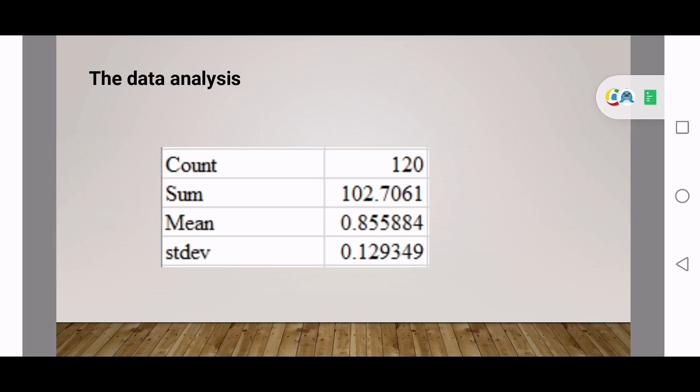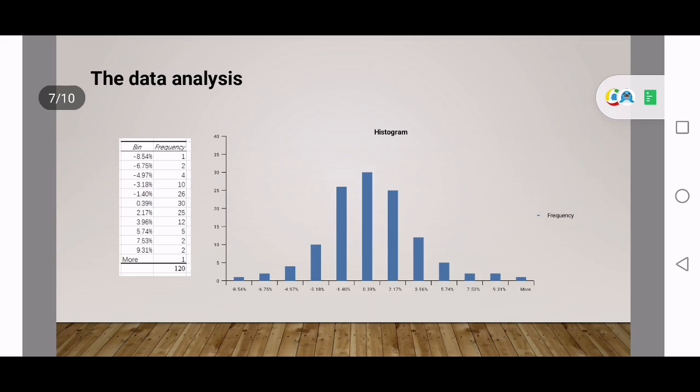The mean exchange rate is 0.85588 and the standard deviation is 0.12935. Based on the data, the histogram of the monthly exchange rate is represented in the figure below. The histogram represents the change in the exchange rate. The monthly exchange rate appears to be approximately normally distributed.